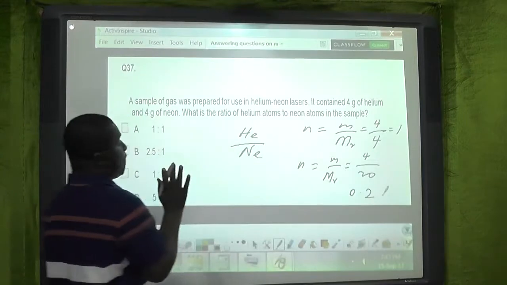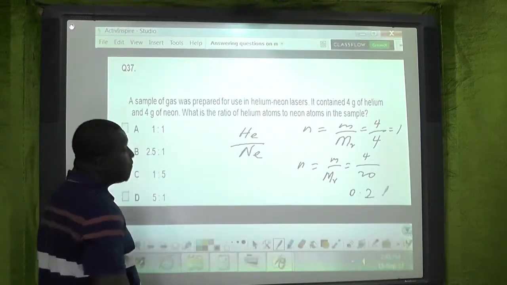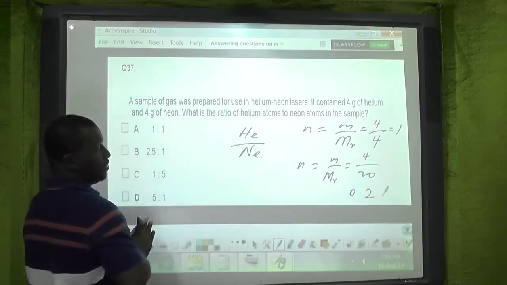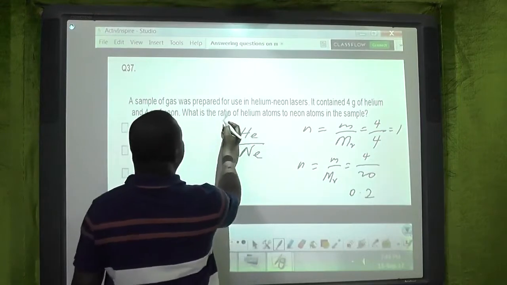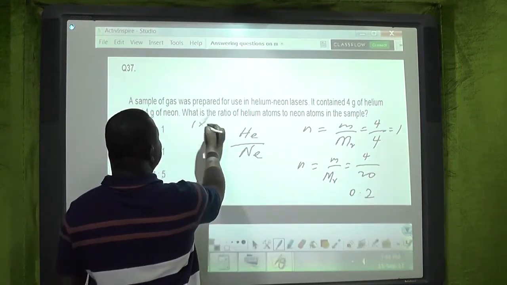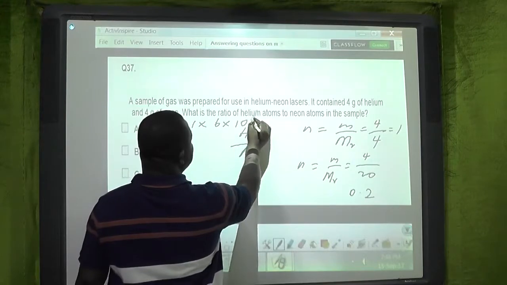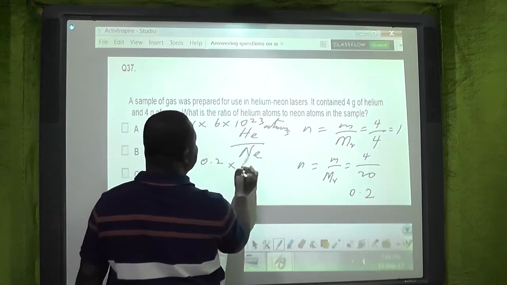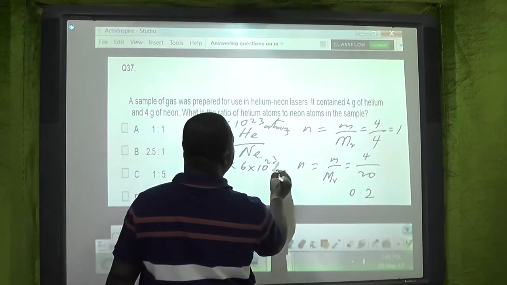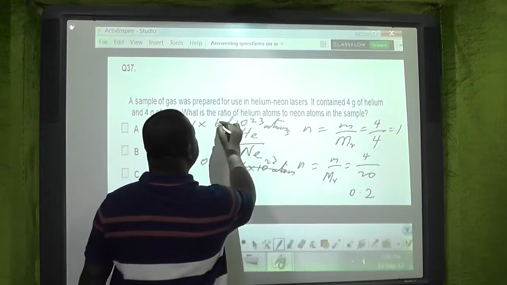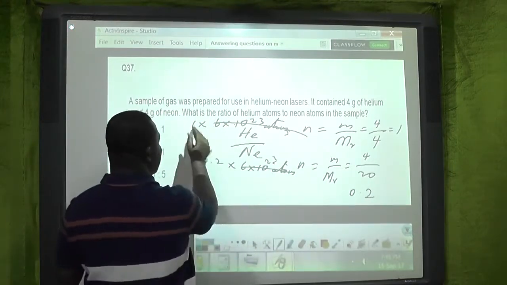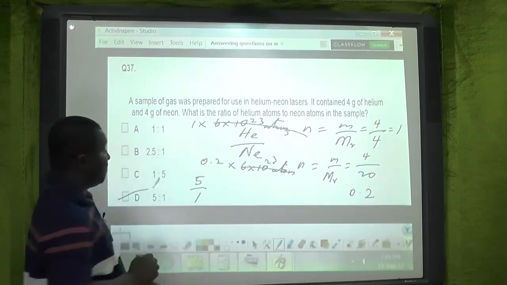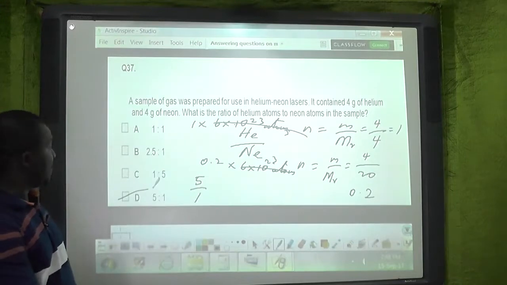We have 1 mole of helium and 0.2 mole of neon. So the number of atoms will be 1 times 6 times 10 raised to power 23 atoms, and 0.2 times 6 times 10 raised to power 23 atoms. Of course we don't need this because they cancel. So 1 divided by 0.2 is 5, so that means 5 is to 1, which is D.